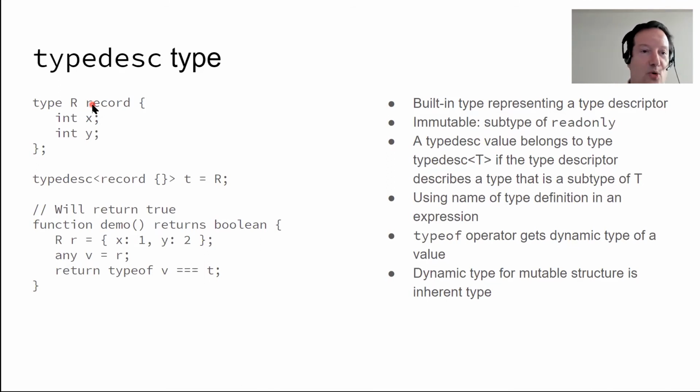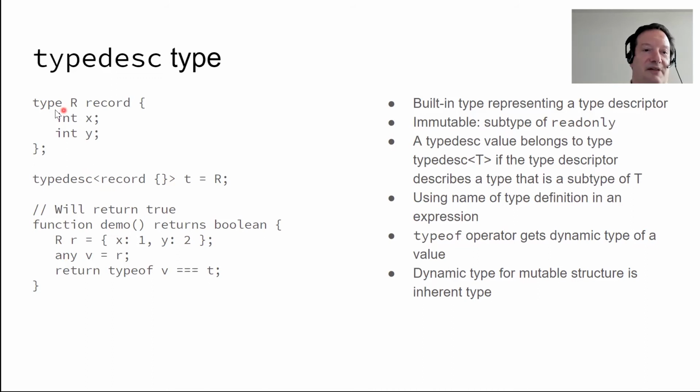Okay. So I think we've seen all the basic types so far, apart from the typedesc type. I mentioned it briefly earlier when I was talking about the data binding feature. It's a built-in type, and it represents a type descriptor. It's immutable, and it has a type parameter that says what is the type of thing that belongs to this type descriptor. So if I've got a type descriptor typedesc t, a typedesc value belongs to that if it describes a type that is a subtype of t.